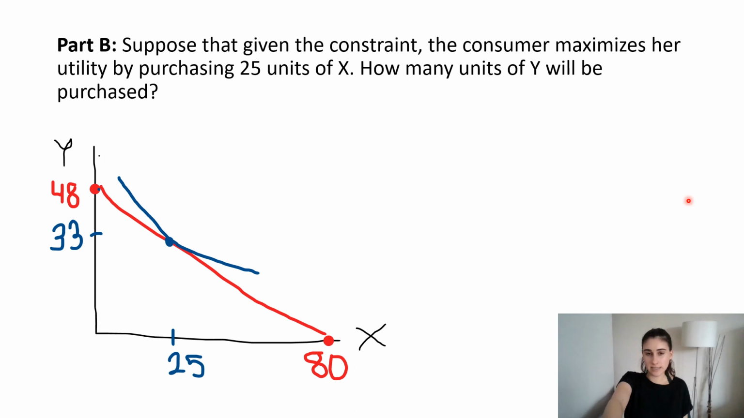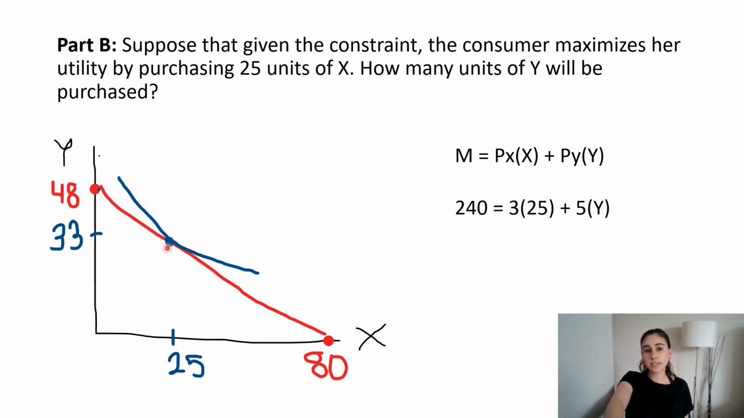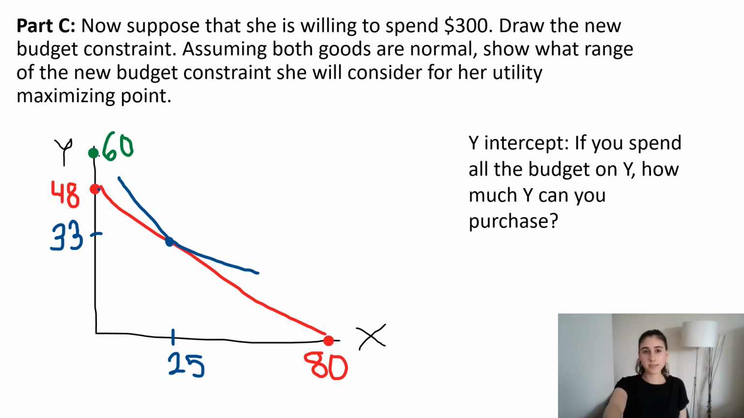So in this instance, utility is maximized when 33 units of Y are purchased and 25 units of X are purchased. These points intercept at this point on the budget constraint, and a convex indifference curve is drawn. As a reminder, an indifference curve is a set of all bundles on which the consumer is indifferent. We next move to Part C.